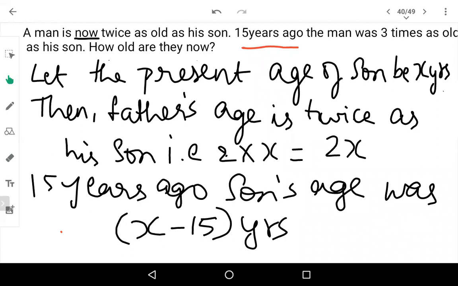Now coming to the father's age. Father's age today is 2x. But 15 years ago, what will be the father's age? Can somebody say? 15 years ago, what will be the father's age? No, Rajeshwari, it's not 3x. Don't think about that 3 times. Don't see any of these. Just tell me, 15 years ago, what will be the age of the father?